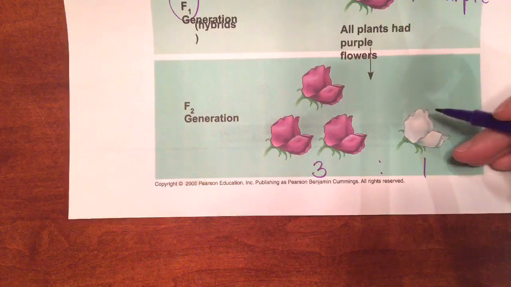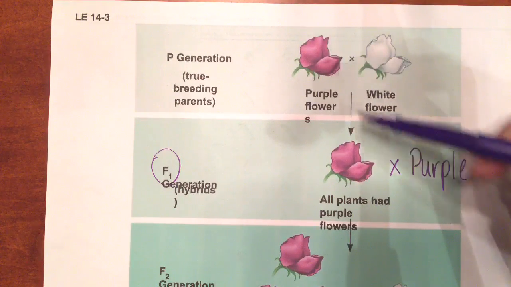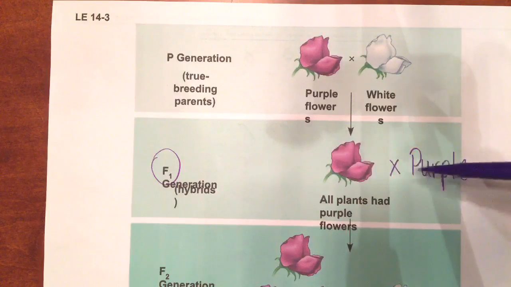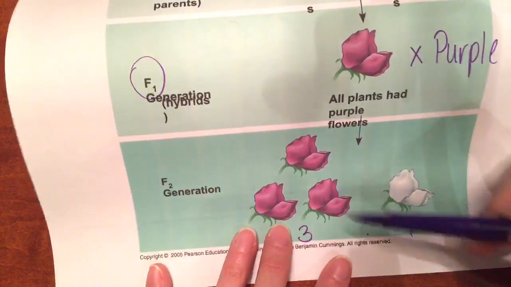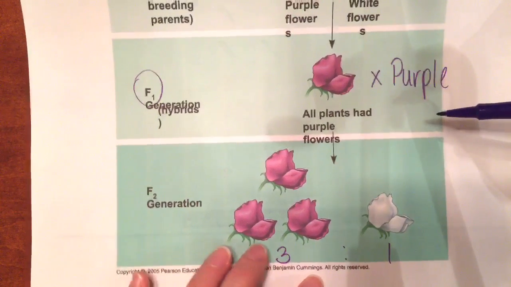But he began to wonder, why is that? Why is it that I had a white plant here and crossed it with a purple, got all purple, so the white seems to disappear, but when I cross two of these, the white seems to reappear. So where did that white go in that middle generation?